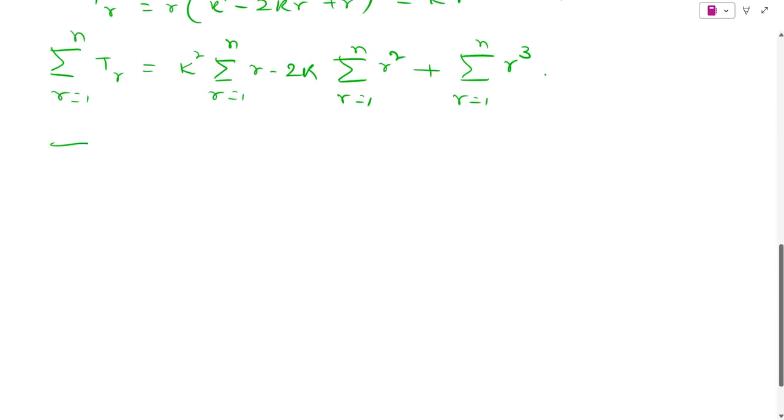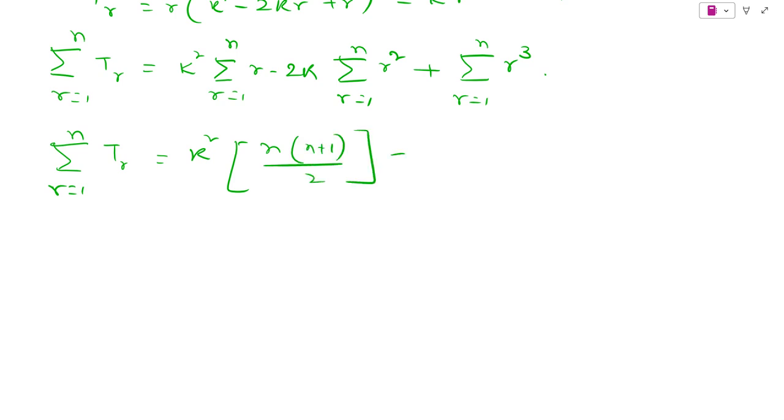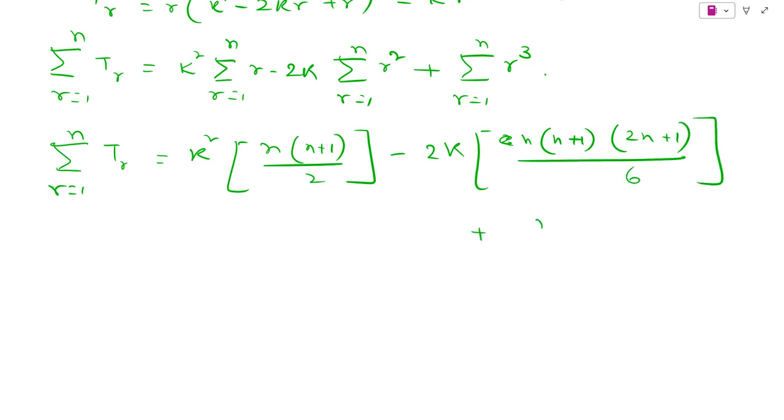So here, summation of r equal to 1 to n tr is equal to k square into (n plus 1) by 2, minus 2k into n into (n plus 1) into (2n plus 1) by 6, plus n square into (n plus 1) whole square by 4. Right? This is the whole equation here.